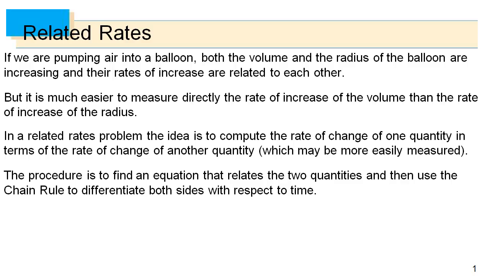But it's going to be much easier to measure directly the rate of increase of the volume, right? Because if you know how much air you're putting into it, then you know the rate of increase of the volume. But if we want to know how fast the radius is changing, we can figure that out by relating it to the rate of increase of the volume. And that's the idea of a related rates problem: we can relate those two rates of change together. Then, using the chain rule, we can differentiate both sides with respect to time and solve one rate for the other. Let's take a look at an example.